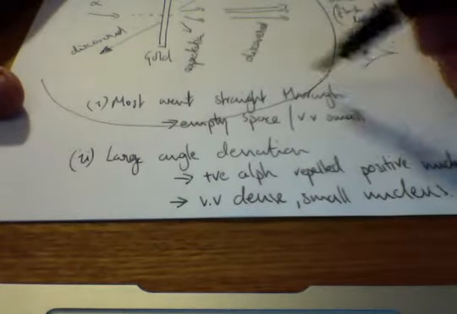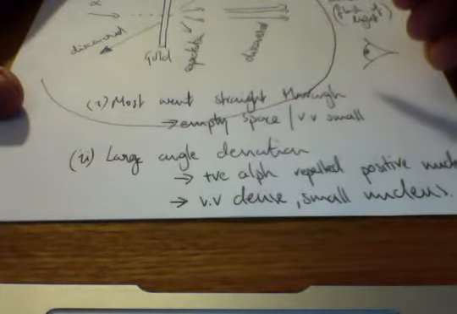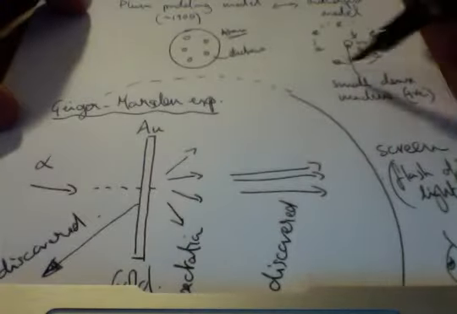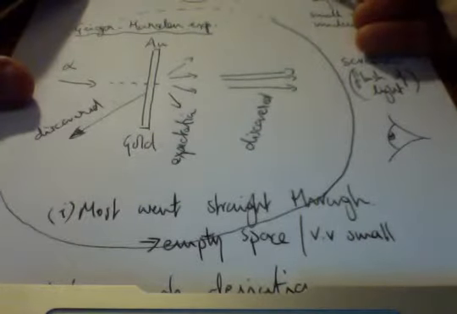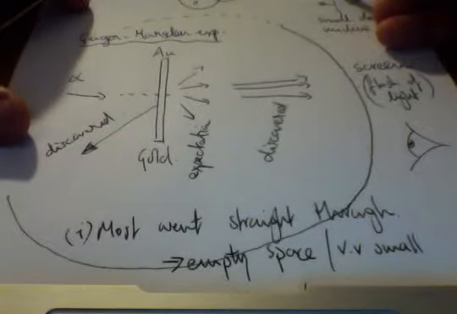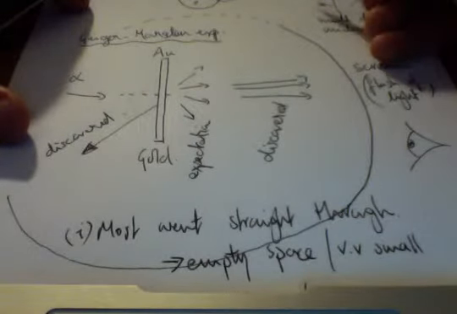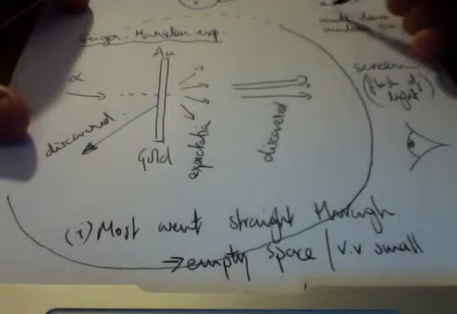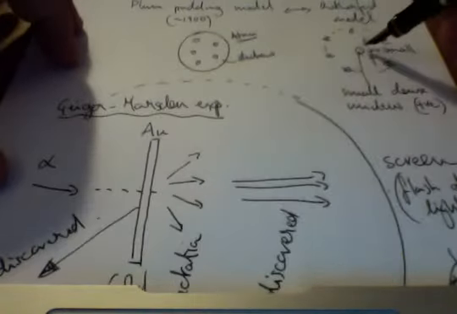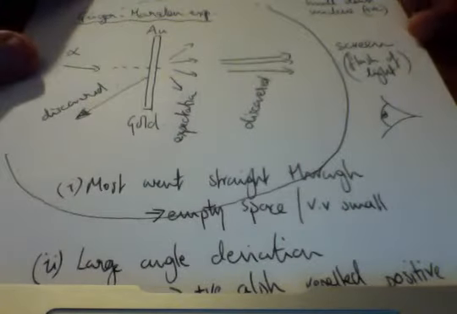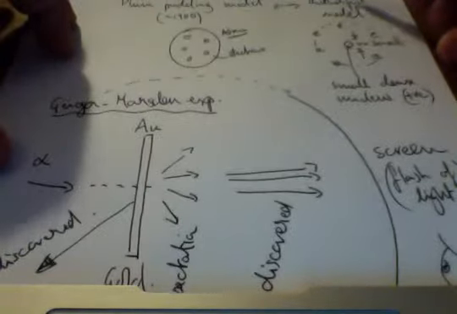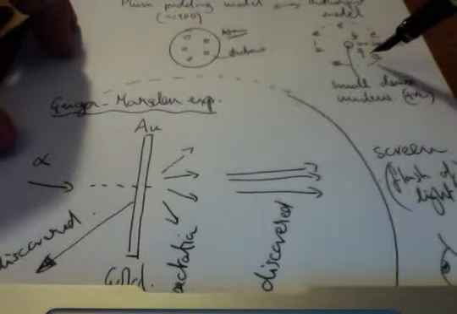Most went straight through. Some underwent these large deviations of angle. Most going straight through means it's empty space. Let's bring ourselves back up to this model here. So most of this is empty space. Some of them bounced at very big angles, implying that the positive alpha was repelled from this nucleus, and that all of the mass of the entire atom was concentrated inside this small little dense ball. So Rutherford inferred that those must be the conclusions and then came up with this model of the atom.